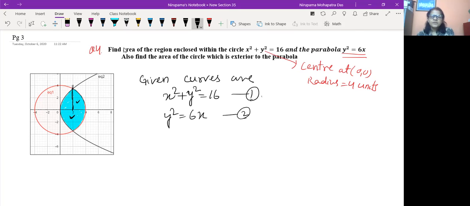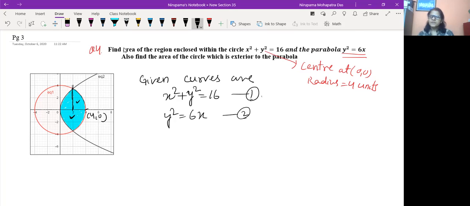Now the rough sketch part is done because we identified this is a circle with center at 0, 0, radius 4 units. So this point is specifically 4, 0. Okay, now y square equal to 6x is a parabola which is opening in the positive direction of the x-axis and also has its vertex at 0, 0. Okay, done. Now the second step is also done because after drawing the rough sketch we could identify which area we have to find out, right?